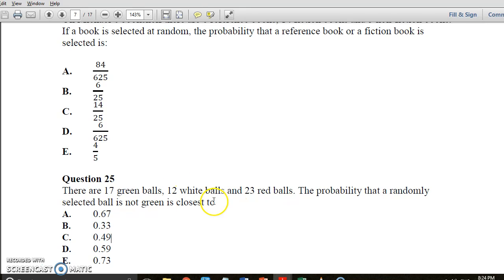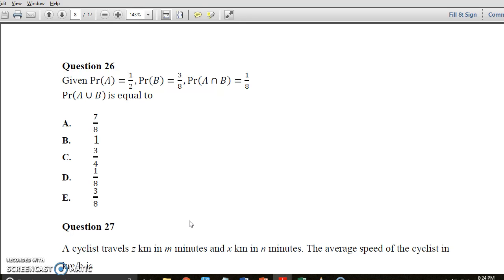17 green balls, 12 white balls, 23 red balls, probability that a randomly selected ball is not green is closest to. We got that. I think this might be it.